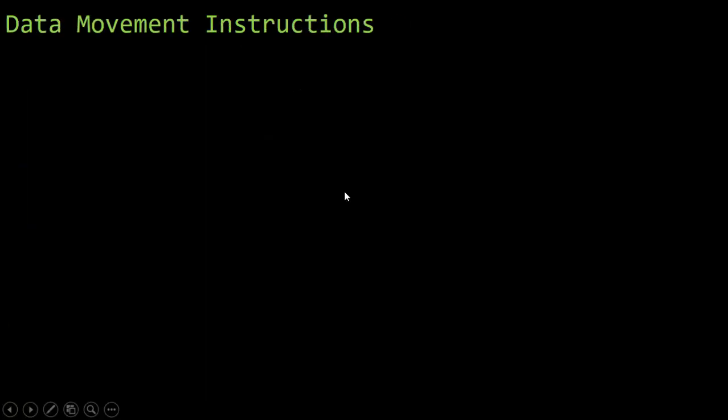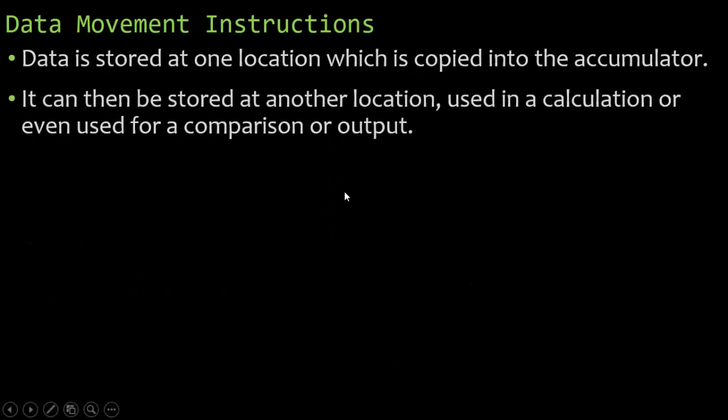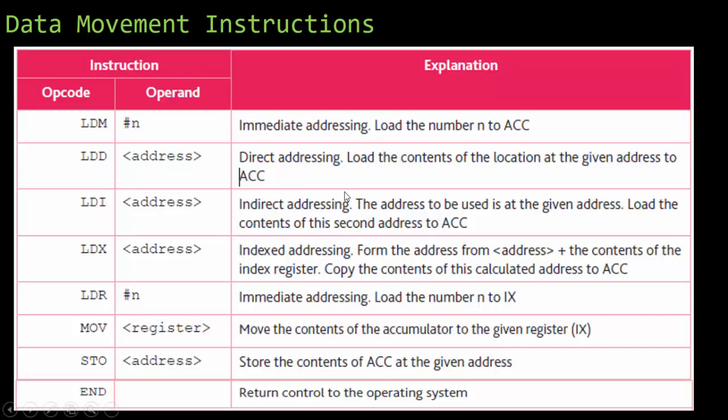Getting into the data movement instructions. So this can be a little overwhelming, but it's not too bad. Like anything, it just takes some practice getting familiar with it. Now, data is stored at one location, which is copied into the accumulator. It can then be stored at another location. It can be used in a calculation or even used for comparison or output. So let's take a look at the various different data movement instructions we have.